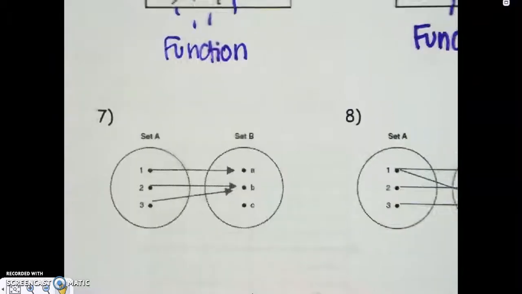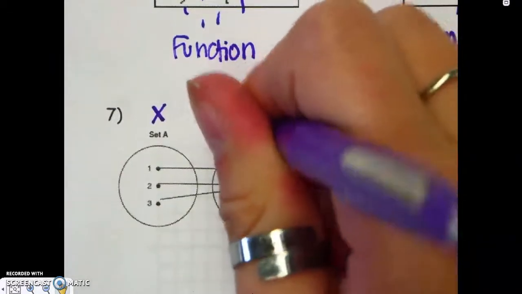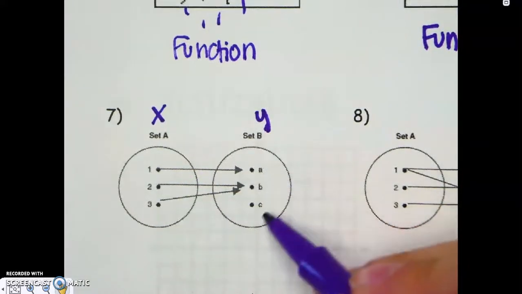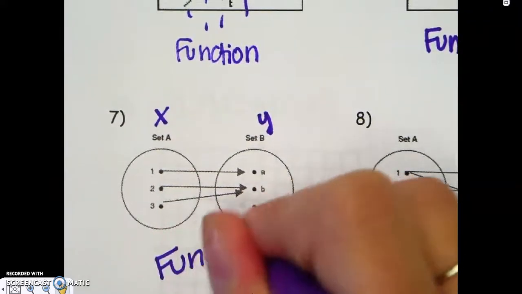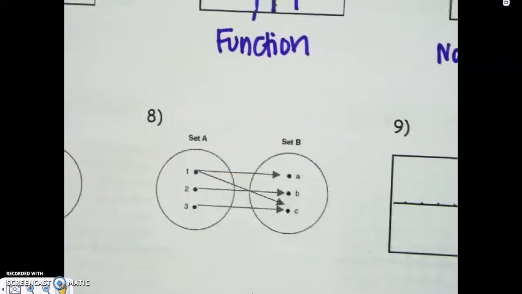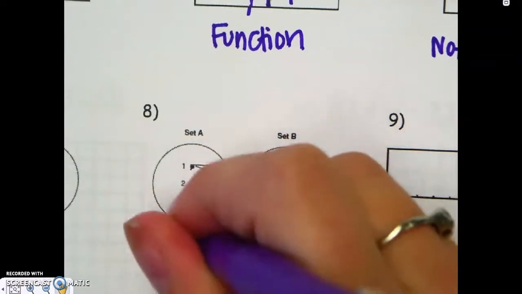Okay. Number 7, these are what's called a mapping diagram. X is usually on the left and your Y's are usually on the right, or inputs, outputs. Because each number is only going to one letter, this is a function. And number 8, if you look, number 1 is going to 2 places. So 1 can't have more than one output, so this is not a function.